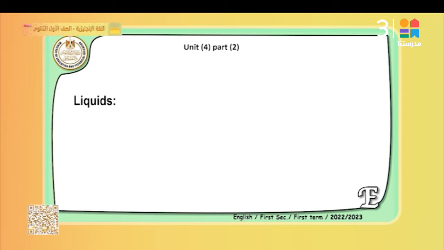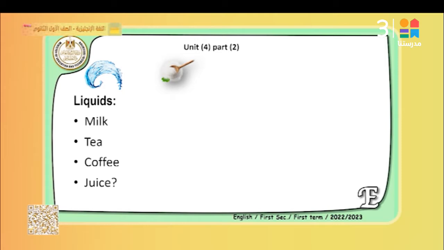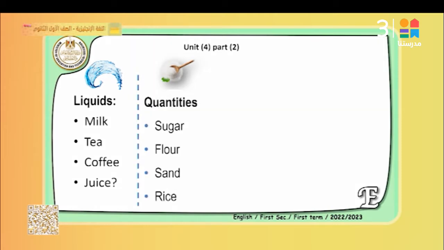So what are the uncountable nouns? For example, we can say all liquids are uncountable. Liquids, what are liquids? Liquids like water, like milk, coffee, juice, and so on. These are liquids. What about the other thing? It can be any quantity. Quantity, what are quantities? Things we get in amounts, not in numbers. We cannot say 1 sugar, but we can say a cup of sugar. We can say a spoon of sugar, a kilo of sugar. So quantities like sugar, flour, sand, rice, and so on.